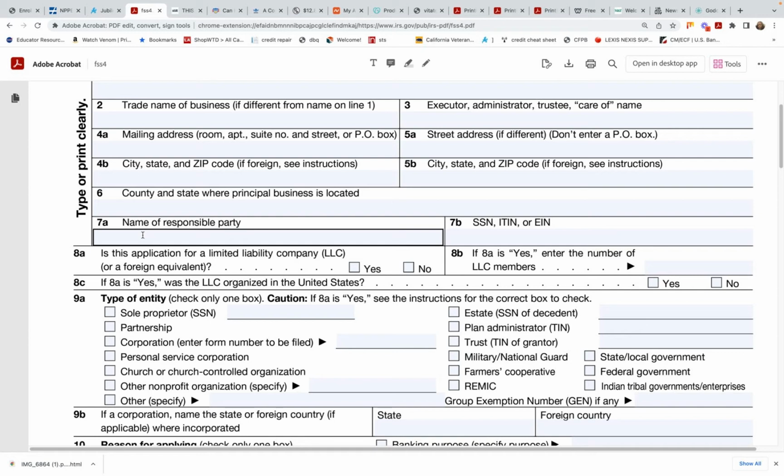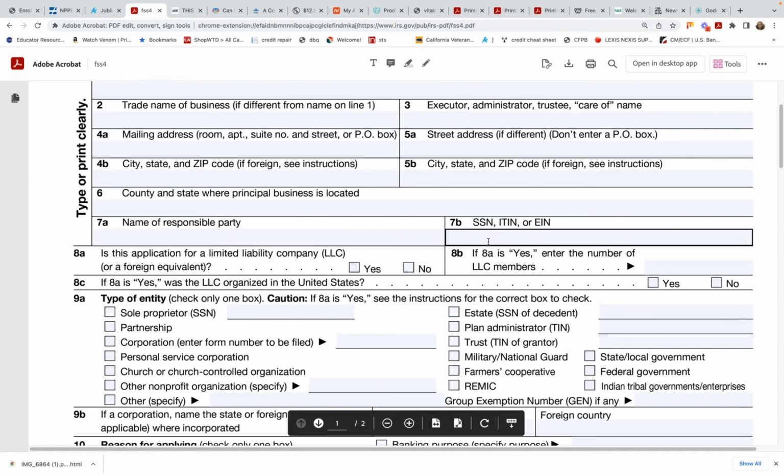So if you are just a general partner in this business, and you are not the person that would be filing the taxes or handling anything that has to do with the banks or the IRS, you would not put yourself as the responsible party. You would put the person that normally handles all of this here, and then you would, of course, put their Social Security.